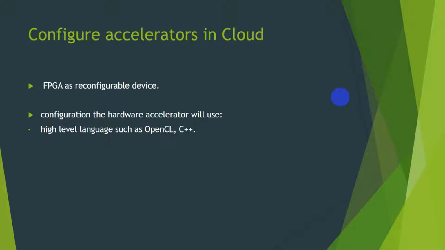Configuring accelerators in the cloud. FPGA is used as a reconfigurable device to reconfigure accelerators in the cloud because it has high performance, low power consumption, reduced size, and reduced energy. To configure the hardware accelerator in the cloud, we need to use a high-level language such as C, C++, or OpenCL.